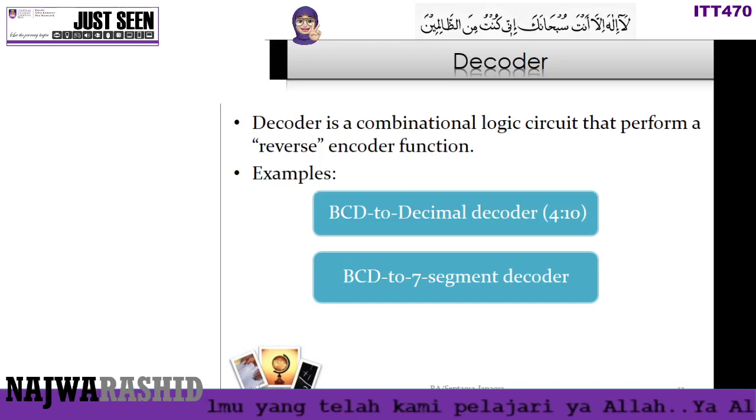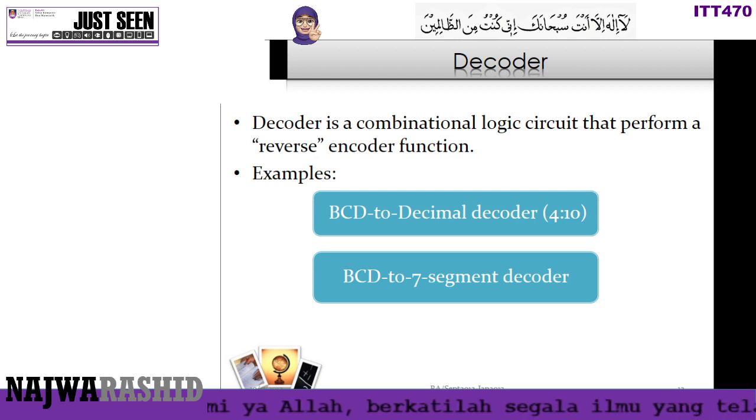In this video, we will discuss the decoder, another digital circuit that does translation of the input. A decoder is a combinational logic circuit that performs the reverse of the encoder function. For example, we have the BCD to decimal decoder. When we have a decimal to BCD encoder, we need a BCD to decimal decoder. So the ratio is 4:10.